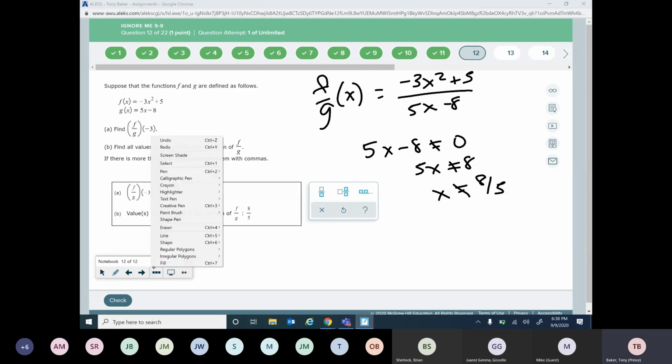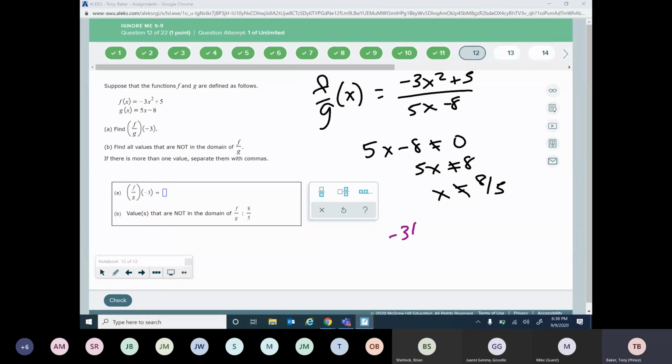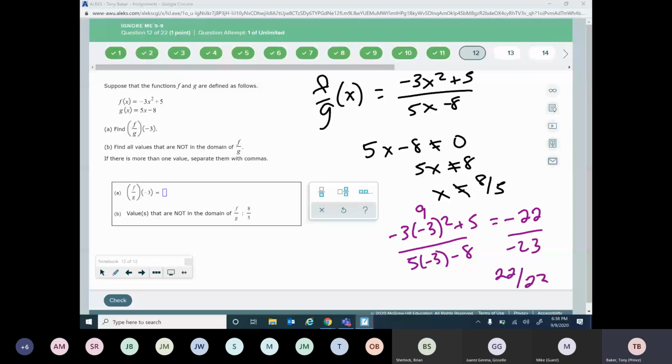And now I'm going to do the other one. We're going to plug in negative 3 to the original problem. So I have negative 3 times negative 3 squared plus 5. So that's 9. Negative 27 plus 5 is negative 22. 5 times negative 3 minus 8. Negative 15 minus 8 is negative 23. So it's 22 over 23.